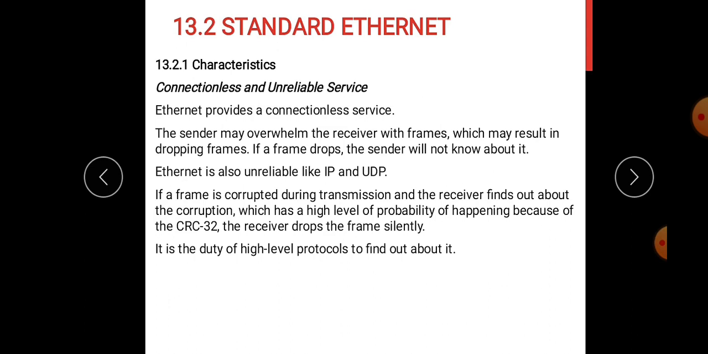If a frame is corrupted during transmission and the receiver finds out about the corruption, which has a high probability of happening because of CRC32, the receiver drops the frame silently. So it is the duty of the higher-level protocol to find out about it.